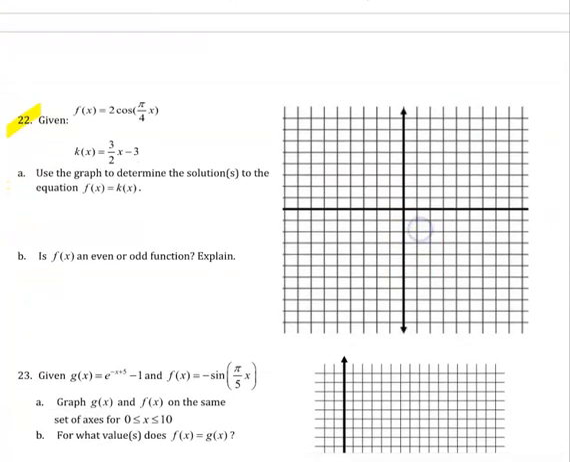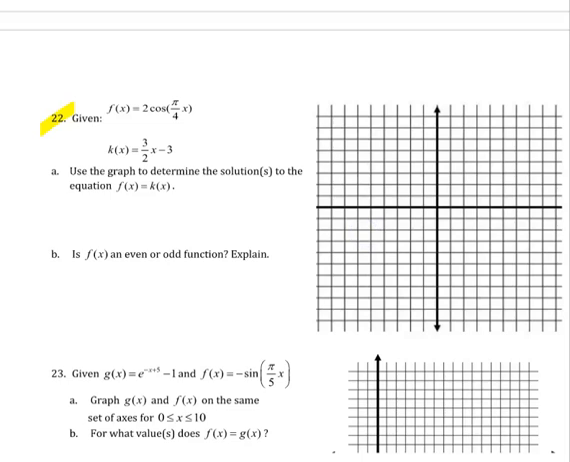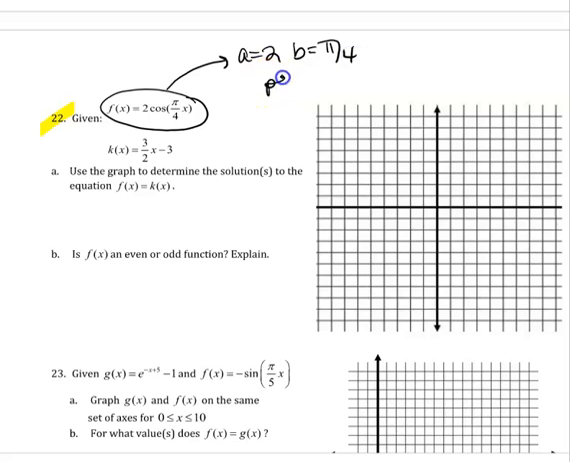Some trig graphing. I know, super exciting. I want to find where these two are equal ultimately. Where do they intersect? So, first of all, let's go through our ABCs of graphing with this cosine graph. Our amplitude is 2, our frequency is pi over 4, which means the period is 2 pi divided by pi over 4, which using keep, change, flip gives us 8. Now, cosine looks like a cup, right?